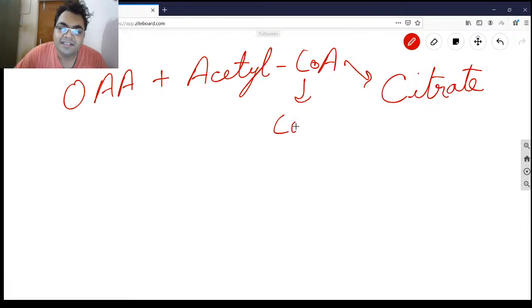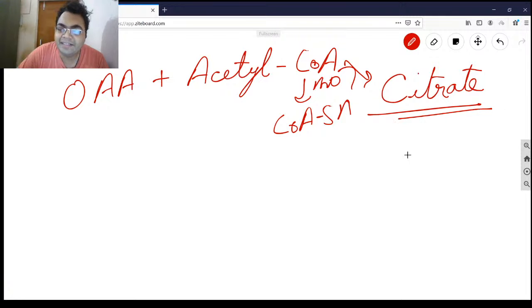The thio group is released and H2O is taken in, and this citrate is the molecule because of which the cycle is named the tricarboxylic acid cycle or the citric acid cycle. Citrate means citric acid, and this structure I had drawn for you in the last class.